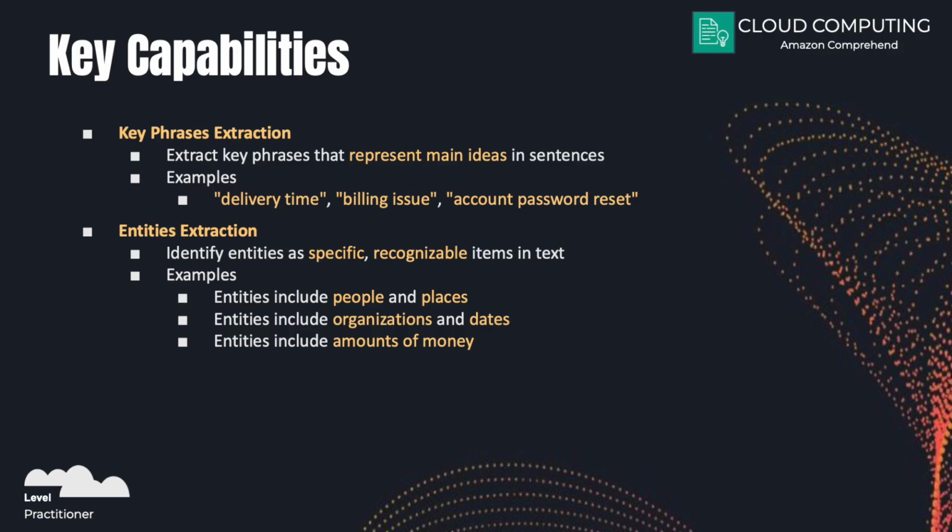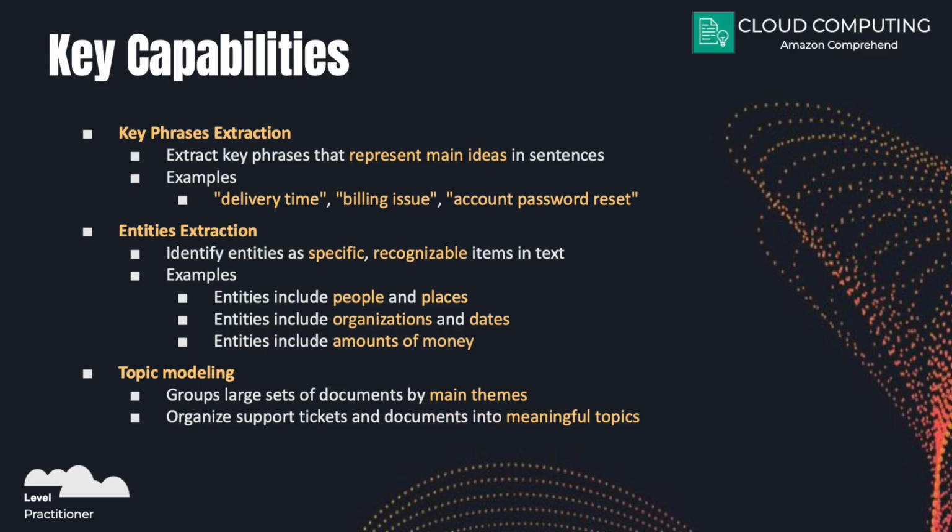Another powerful capability is topic modeling across a large set of documents. Topic modeling groups documents by the main theme they talk about, so you don't have to predefine those themes. Comprehend discovers them for you right away. For instance, if you upload lots of support tickets, it might detect topics like payment issues, login problems, shipping questions, and so on, and then show you which ticket belongs to each topic. This helps you organize and understand large collections of text without manually creating categories or labels ahead of time.